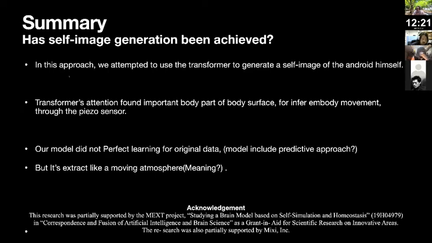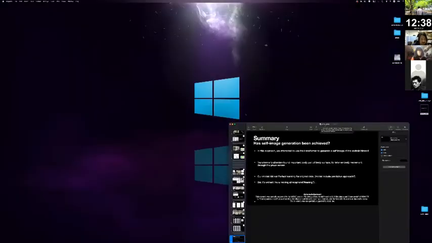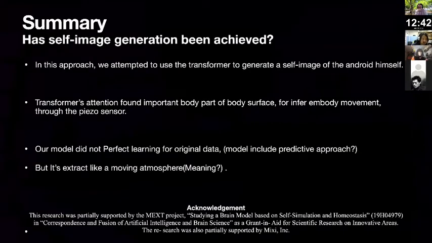I just have one clarification. Oh, can I have a question first? Maybe I missed the part, but how do you relate self-image, learned from random motion, to the designed movement? Where does the self come from?